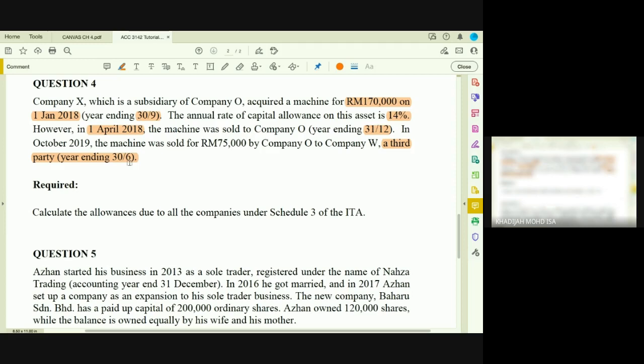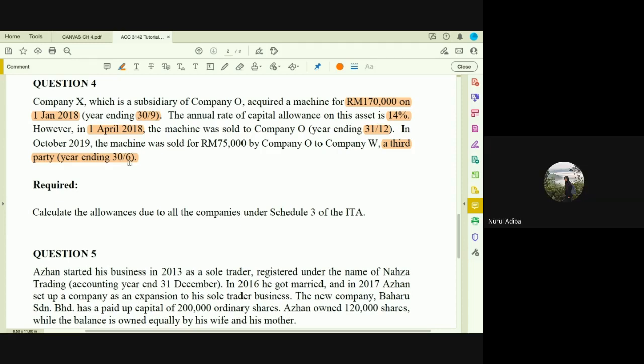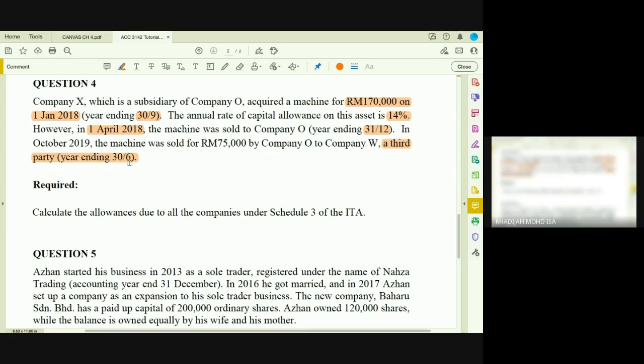So in this case, there are 2 transfers. One is X to O, then O to W. X to O is a control transfer. O to W is a third party transfer. So you have to compute what are the allowances available to all these parties. Right? So number 1 is that we have to do X to O. So to X, when is the date of disposal? 1st April 2018.